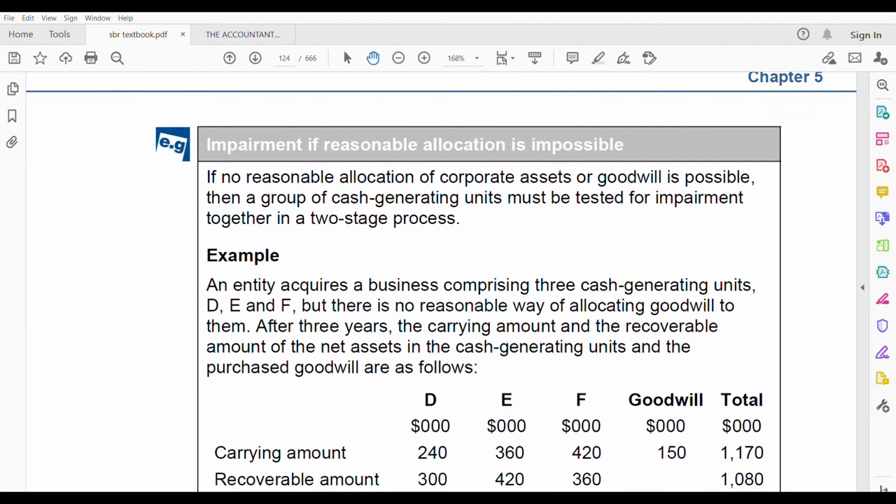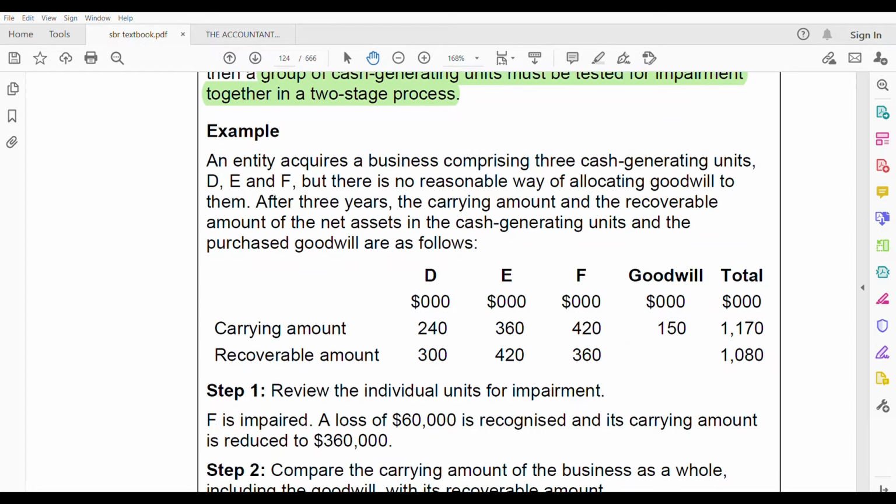Now, another example: impairment if reasonable allocation is impossible. If no reasonable allocation of corporate assets or goodwill is possible, then a group of cash generating units must be tested for impairment. You test the group of cash generating units. If you cannot reasonably allocate, then this is tested for impairment together in a two-stage process. We'll go through this example to know the two stages.